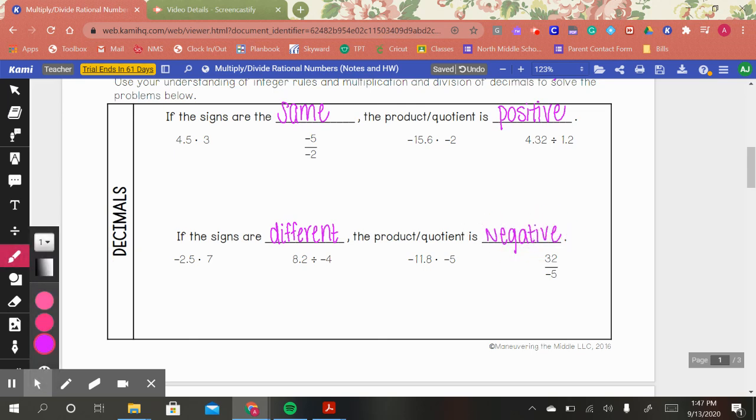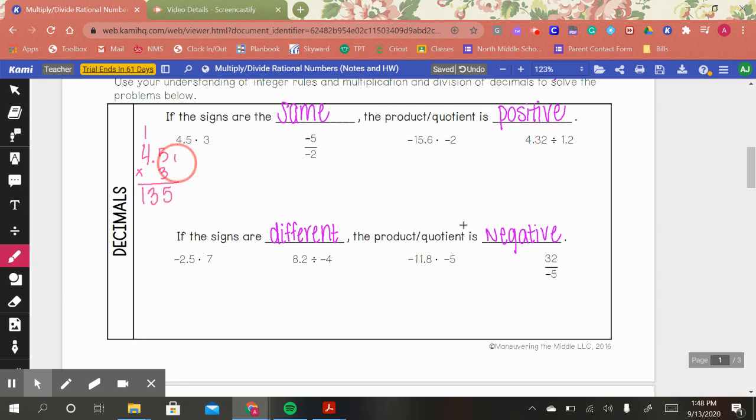Same sign, positive answer. Opposite sign, negative answer. All right, so we have 4 and 5 tenths times 3. So again, I'm going to stack, line up my digits, not my decimals. 5 times 3 is 15. Put my 5, carry my 1. 3 times 4 is 12, plus 1 is 13.